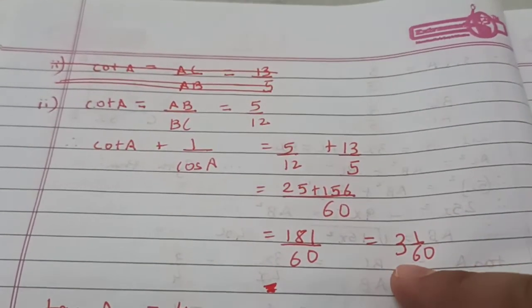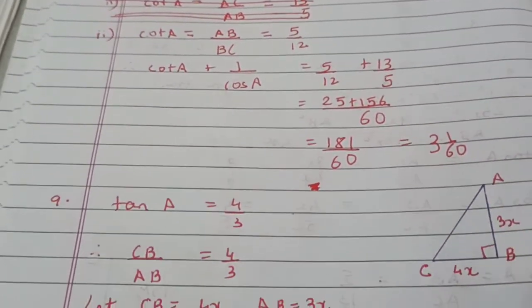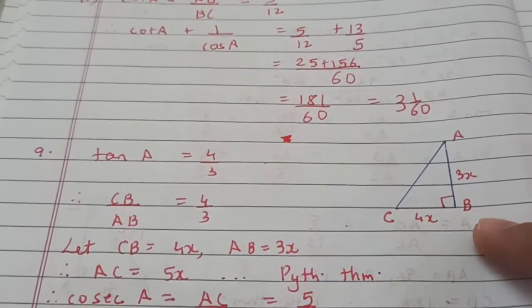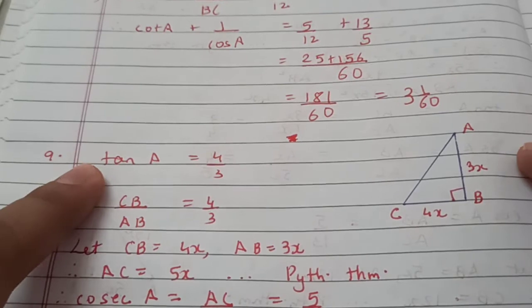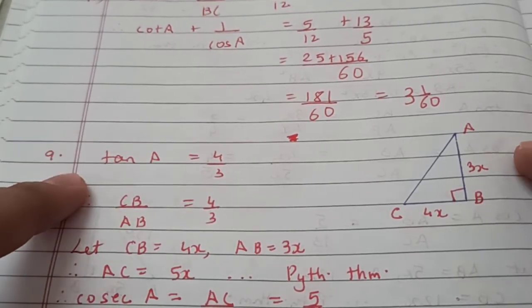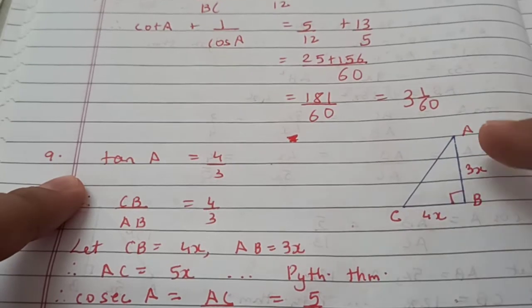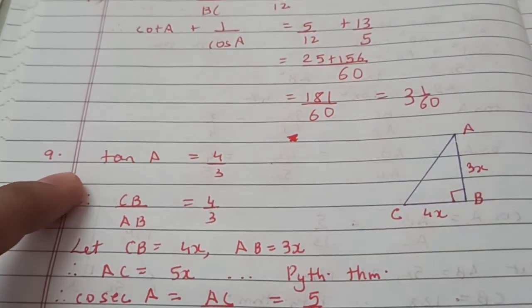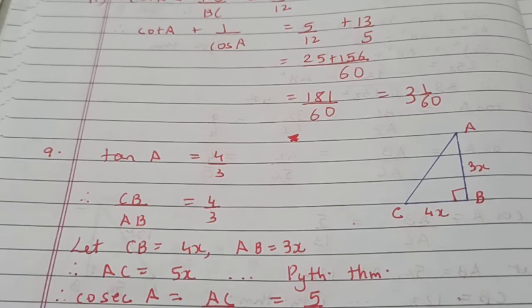Now the 9th sum is very similar. Again, tan's value is given 4 upon 3, and they've asked us to find something. So after doing 7.2 by a similar method, notice how we have to write a mixed fraction. In the 9th sum we'll have to draw a diagram. Notice that tan's formula is O upon A, that is opposite upon adjacent. Be very careful about these terms, because it is such an easy and scoring chapter. The only problem is silly mistakes which might be made by you, so be attentive.